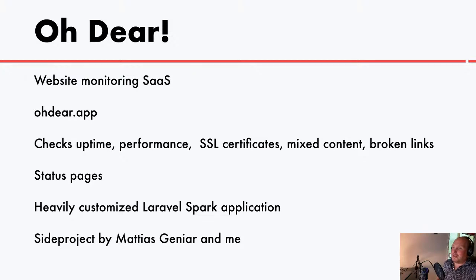We've also introduced status pages, so you can easily communicate the status of your service to your clients. I'm going to show you an example of that too. Under the hood, it's a heavily customized Laravel Spark application. I think we started out with Spark version 4, and every time a new version comes in, we upgrade to the latest and greatest. And if you're following the Laravel ecosystem, then you know that Spark is going to get some big changes, and we'll try to adapt those as well.